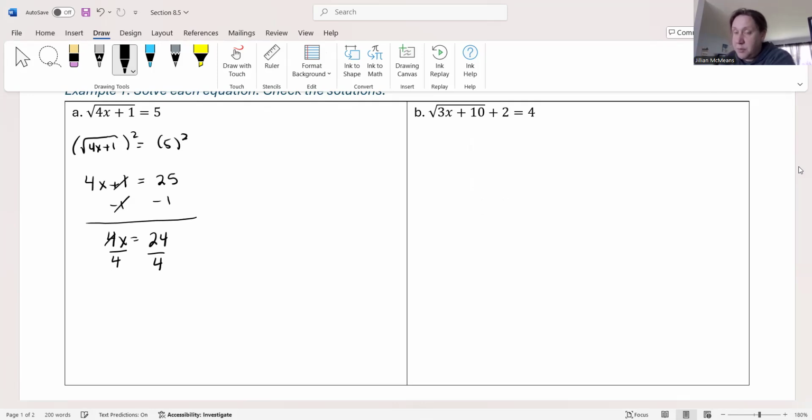On the left, 4 divided by 4 is 1. 1 times x is x. And then 24 divided by 4 is 6. And you need to check your solution, especially when you have an even index. So like when you're dealing with a square root, you have to check your solution.